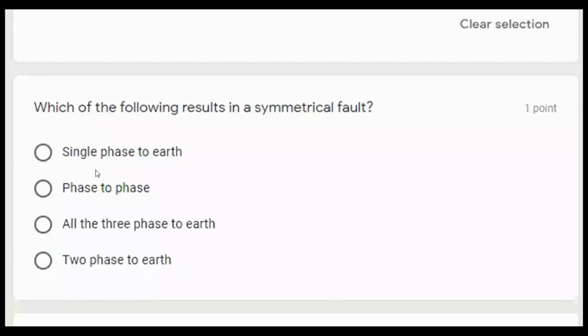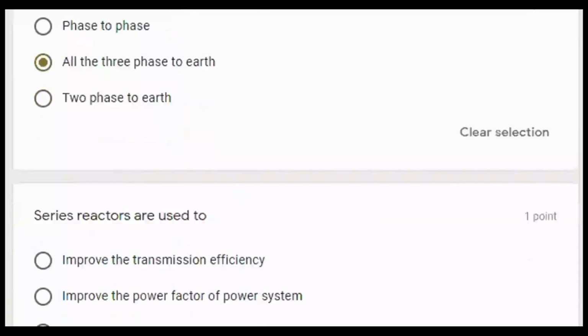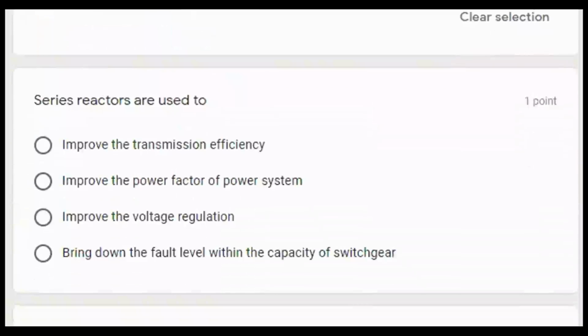Then 16th question, which of the following is a symmetrical fault? The symmetrical fault means a three-phase fault, where three phases are short-circuited together, and the three phases are short-circuited and touch the ground. Here, that one is the correct. All the three phases to earth. So the fault current is equal. This is the most severe type of fault.